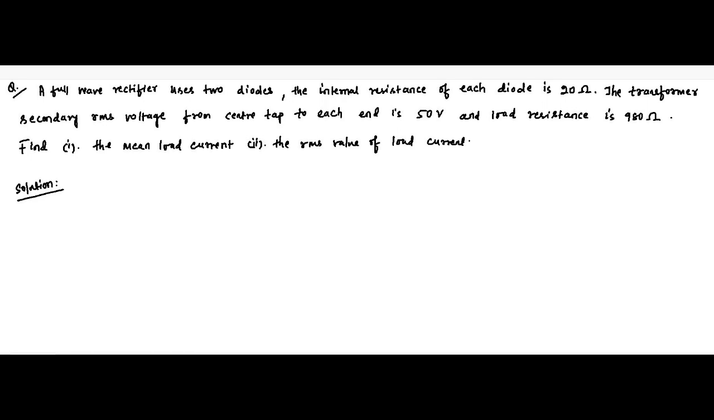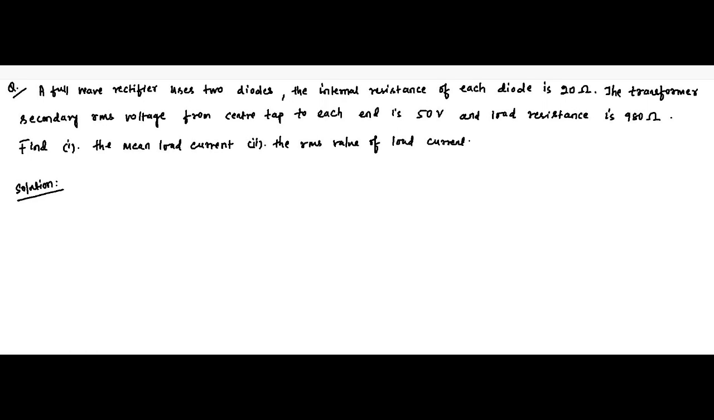So this is the first question, and it is given that a full wave rectifier uses two diodes. The internal resistance of each diode is 20 ohms, the transformer secondary RMS voltage from the center tap to each end is 50 volt, and the load resistance is 980 ohms. We have to find the mean load current and the RMS value of load current.